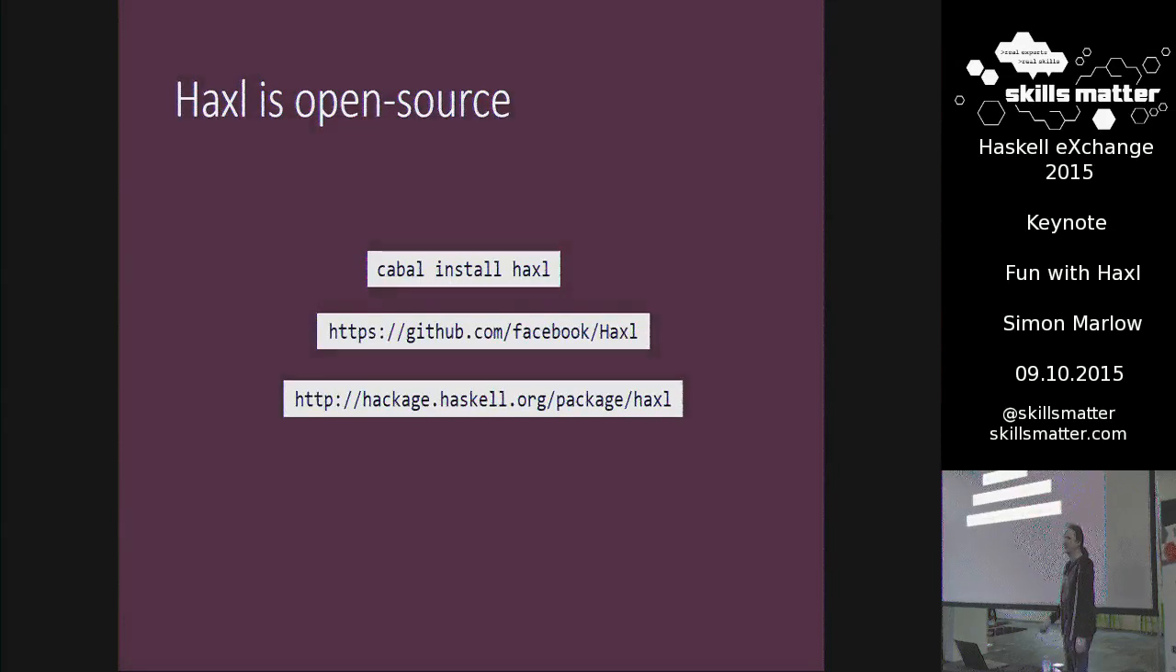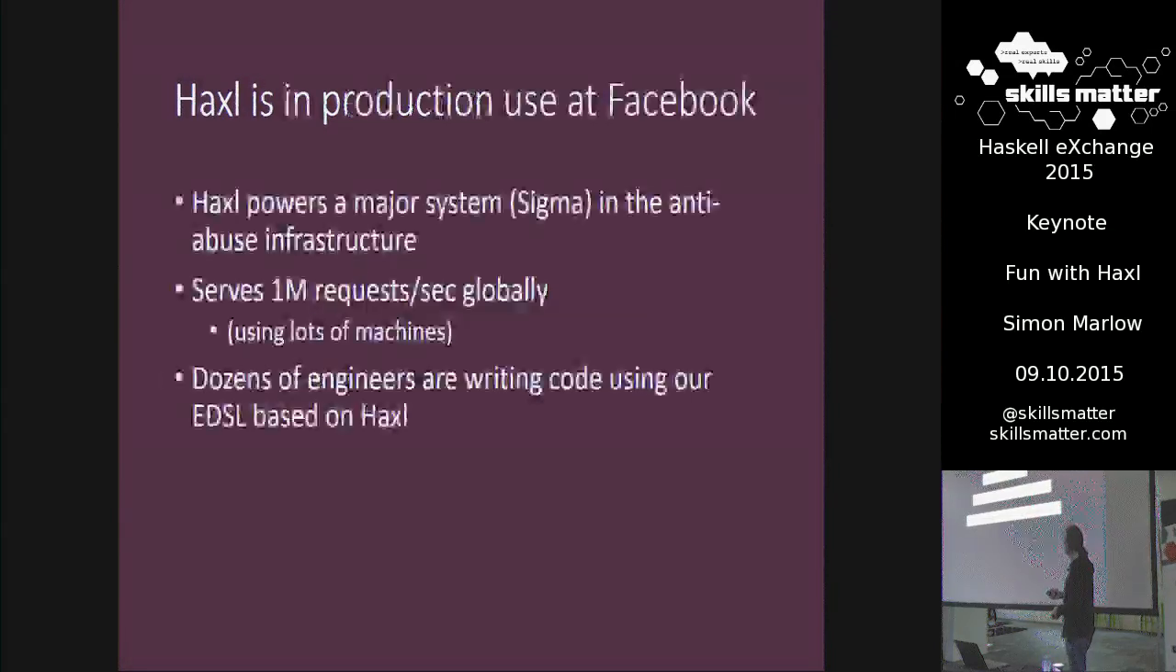So Haxl is open source. You can find it on GitHub. You can find it on Hackage. At Facebook, we're using Haxl in a major system that powers part of our anti-abuse infrastructure. So it's being used actively, heavily in production, serving 1 million requests a second globally. We've got dozens of engineers at Facebook using Haxl right now. So this is the only thing I'm going to say about how much we're using it at Facebook today.